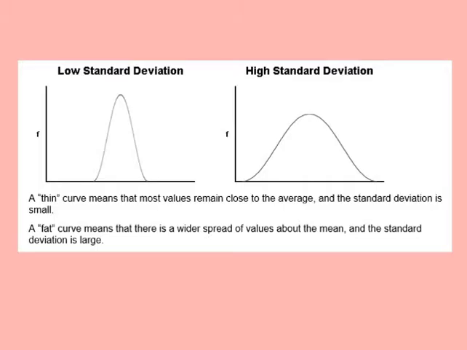In a graph, it looks something like this. You've got a thin curve here that shows you that a lot of the values are located close to the average, whereas for high standard deviation, we see that there is more spread, so there is more variety. The range is bigger, and there are just more values further away from the mean.